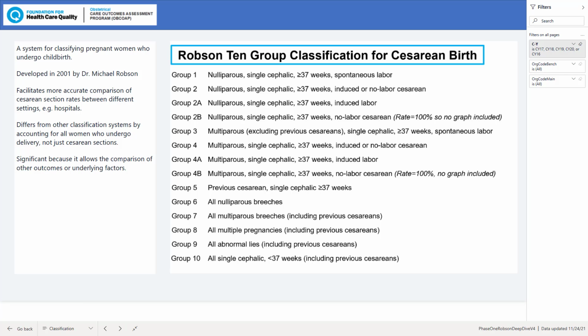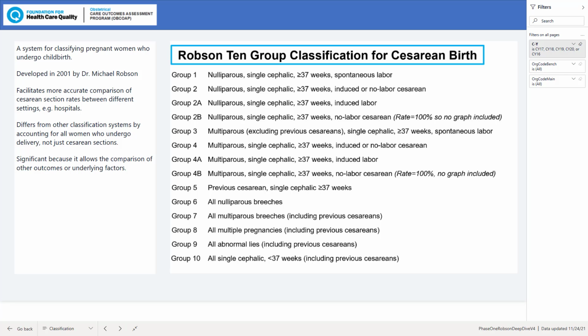It was created by Dr. Michael Robson in 2001. Dr. Robson is a Dublin-based obstetrician and former master of Ireland's National Maternity Hospital. He created the system to allow more accurate comparison of cesarean rates in different groups of delivering mothers across different settings, whether that be individual hospitals or even entire countries. It was endorsed by the World Health Organization in 2015.